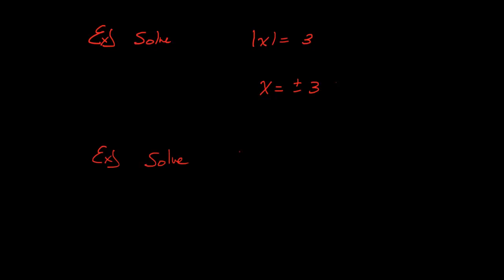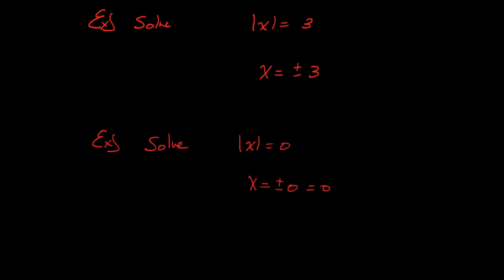Solve the absolute value of x equals 0. When we get rid of the absolute value, we can apply our formula by saying x equals plus or minus 0. But remember, plus or minus 0 is still a value of 0. There's no plus or minus 0, because 0 is always 0.